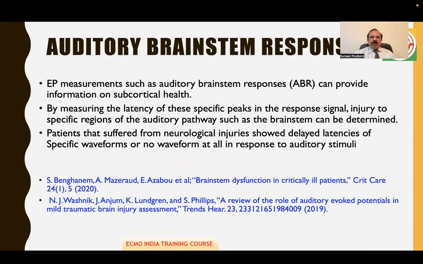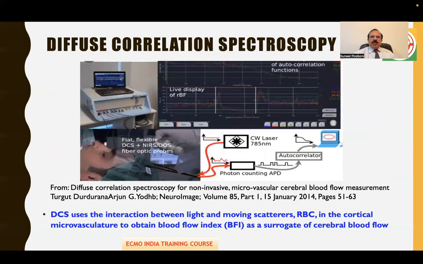Auditory brainstem responses are also one of the useful tools. It provides information on the subcortical health. By measuring the latency of the specific peaks in the responsive signal, injury to specific regions of the auditory pathway, such as the brainstem, can be determined by this.